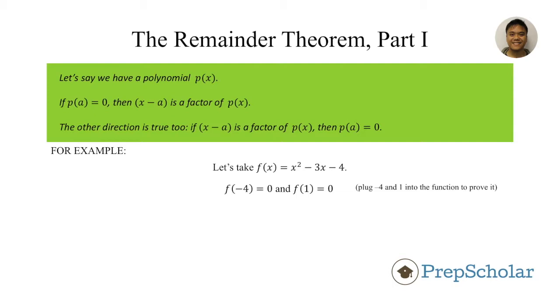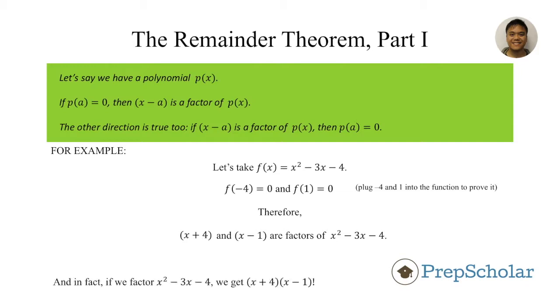What the theorem tells us, therefore, is that x minus negative 4, which is actually just x plus 4, and x minus 1 are both factors of x squared minus 3x minus 4. And in fact, if we factor x squared minus 3x minus 4, we get x plus 4 times x minus 1. So the remainder theorem works for this.